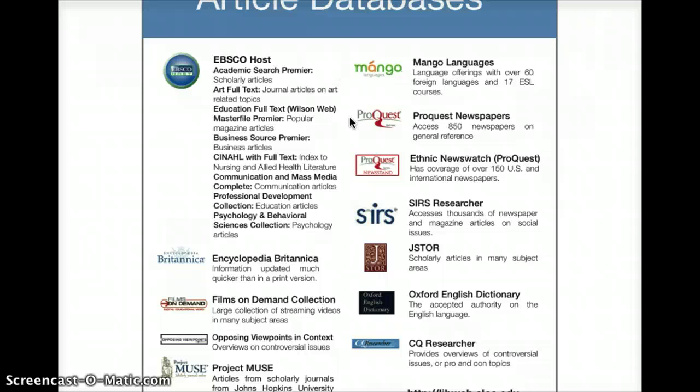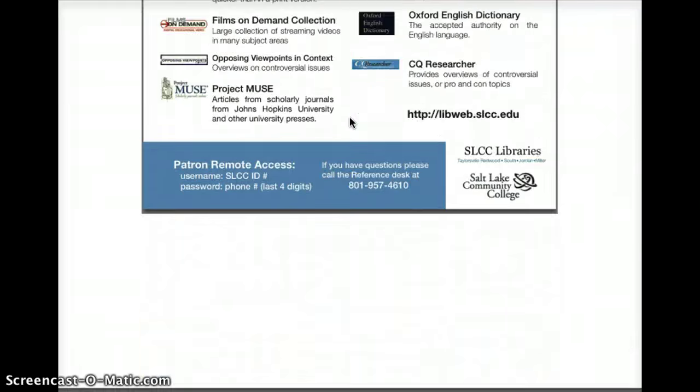You can do ProQuest searches that limit it to particular newspapers, like the Salt Lake Tribune or the Deseret News. You can limit it to only the last week, last 10 days, last year, and you can limit in all other kinds of ways as well. So it's interesting to play around with ProQuest and see what you can find.